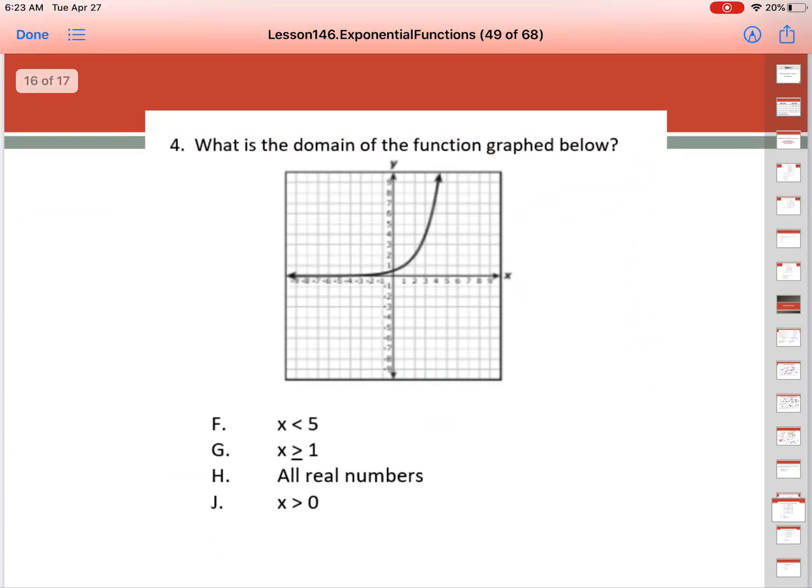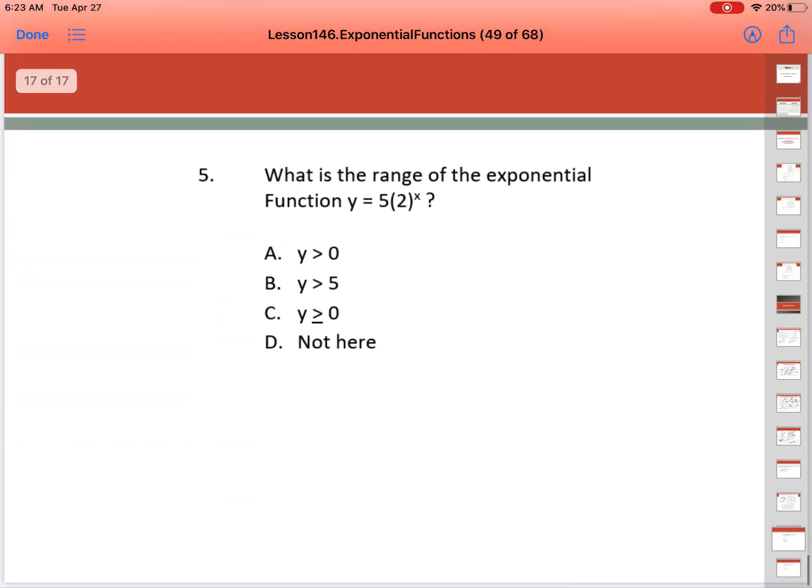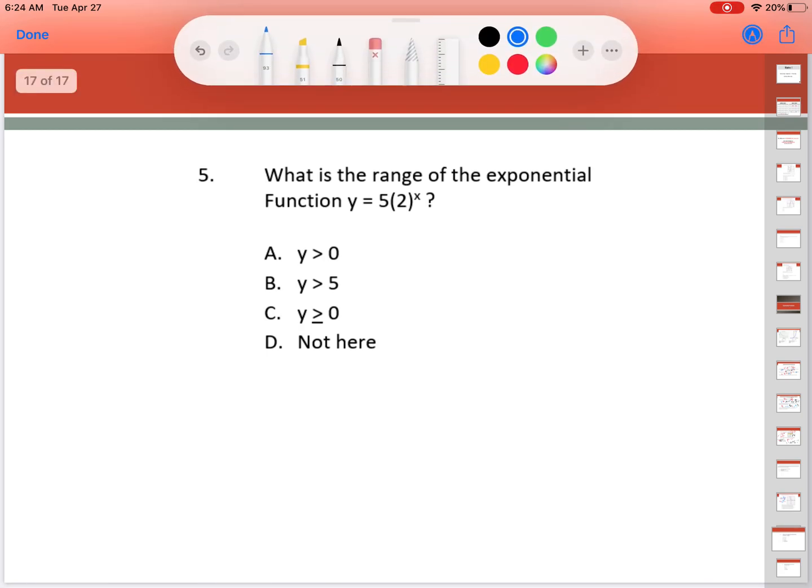Next, what is the domain of the graph? We just said that. Last but not least, what is the range? For number 5, you're going to have to plug that into Desmos to see what it looks like, and then you'll be able to figure out what it is. Remember, when we write the range, we don't put a line under our sign because of an asymptote. It's just y is greater than wherever my asymptote is.